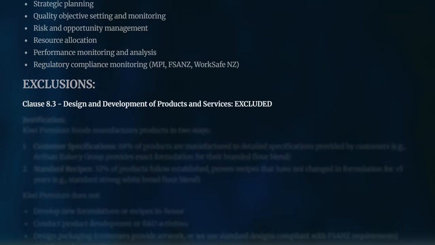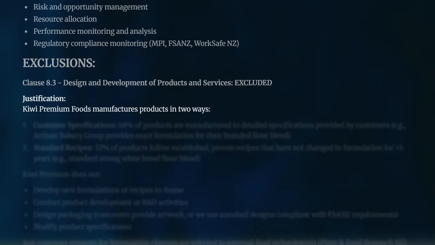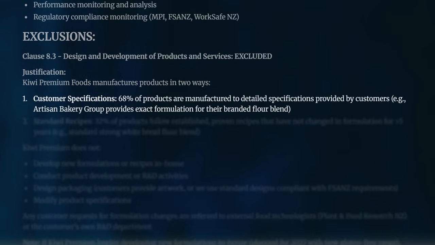Exclusions: clause 8.3, design and development of the product and services, is excluded. Justification for exclusion: Kiwi Premium manufactures food products in two ways. The first way is customer specifications, with 68% of the products manufactured to detailed specifications provided by customers. For example, an artisan bakery group provides the exact formulation for their brand's flour blend.